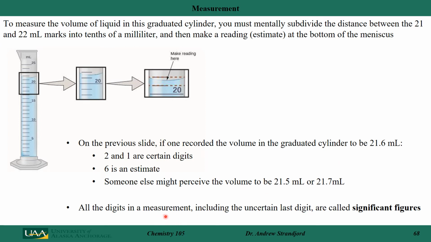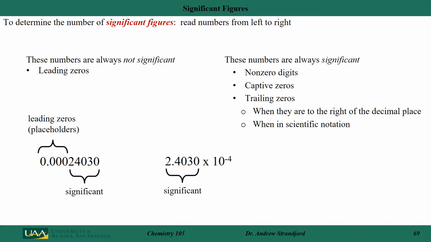So for any measurement, we need to include the uncertain last digit, and all these digits together are called significant digits. Let's talk about significant digits and how to determine them. If I look at a number that is written down on a paper, I need to determine which digits are significant so I can get the uncertainty, that last significant digit.